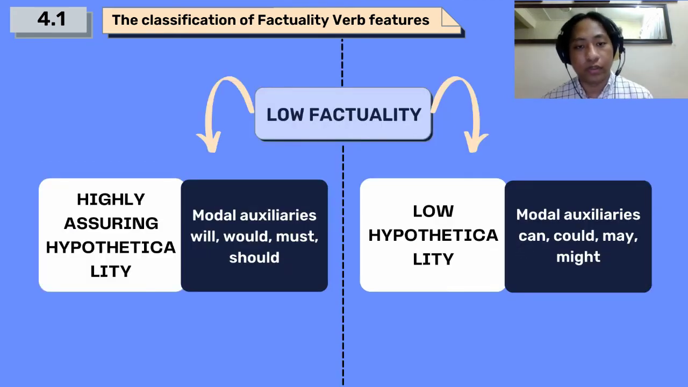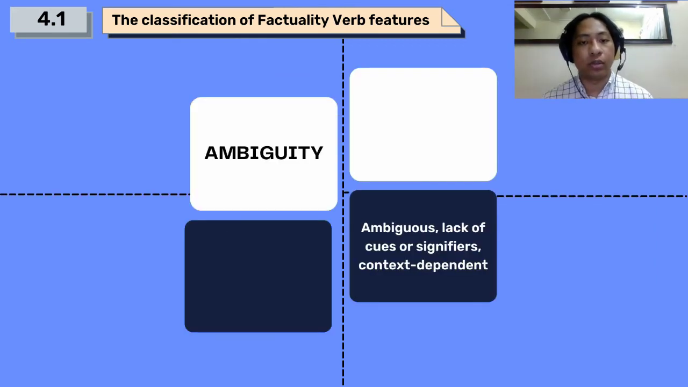In low factuality, 2 of the subsequent columns in the table are reserved for its 2 subcategories. These are highly assuring hypotheticality, whose grammatical signs are the modal auxiliaries will, would, must, and should, and low hypotheticality, which consists of the modal auxiliaries can, could, may, and might as its grammatical signs. Finally, the last remaining column reserved under the factuality system is the category of ambiguity. In this category, the grammatical cues refer to sentences that are ambiguous, as the name of the category implies, sentences that lack cues or signifiers, and sentences that are context dependent.